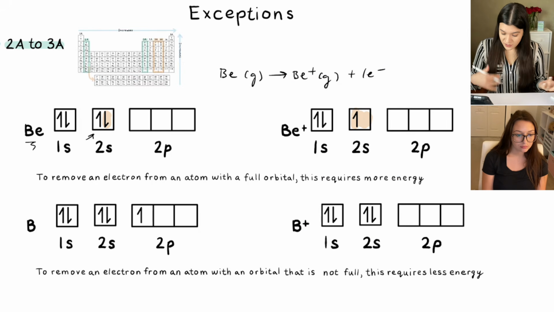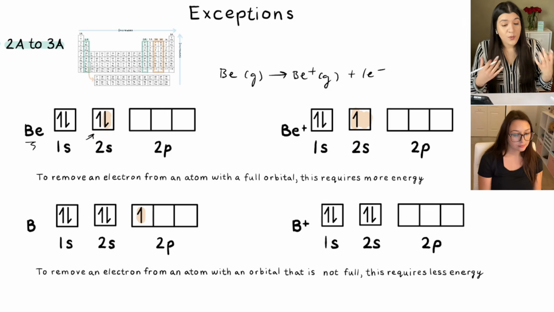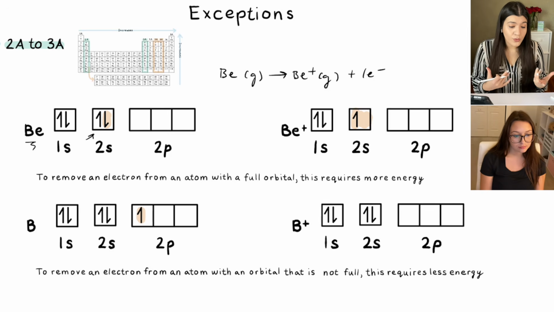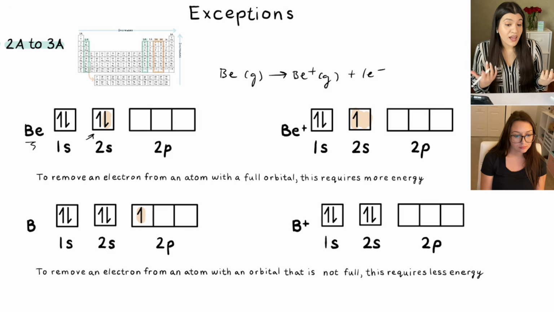So if I go back to boron, if I'm just trying to take away one electron from boron, then I would take this one. That one's already by itself, it's not strong. I'm not actually removing it from a full orbital. And because I'm not removing it from a full or even half full orbital, I know that's going to require less energy.